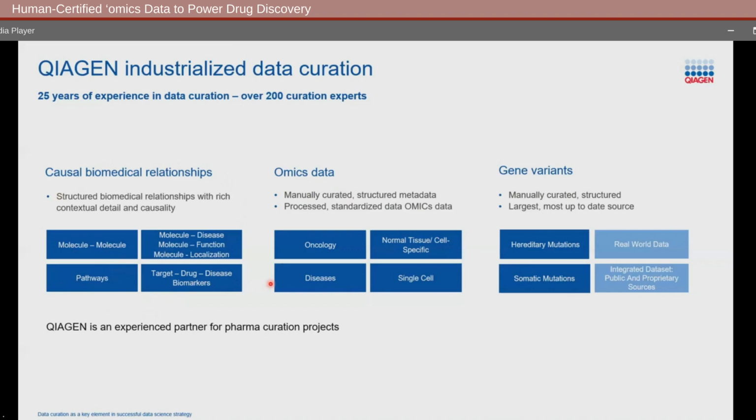Sample-level omics data from disease-relevant consortia and thousands of published projects are carefully curated with extensive controlled vocabularies and curation rules applied across datasets to maximize intercomparability. And the largest, most up-to-date resource for peer-reviewed gene variation data linked to disease for both somatic and hereditary mutations, as well as real-world data with observed variations.